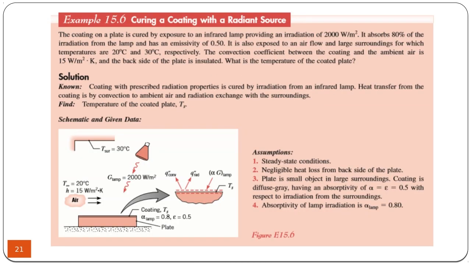Another example, a plate is cured. A coating is applied on a plate, so you can see that there is a coating on this plate, and it's cured by a hot infrared lamp. So this is an infrared lamp which gives an irradiation of 2000 watts per square meter.